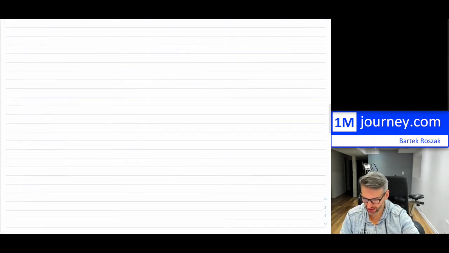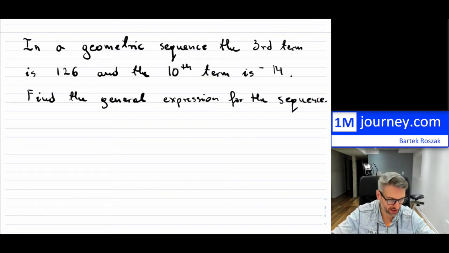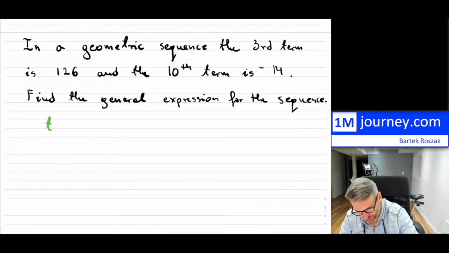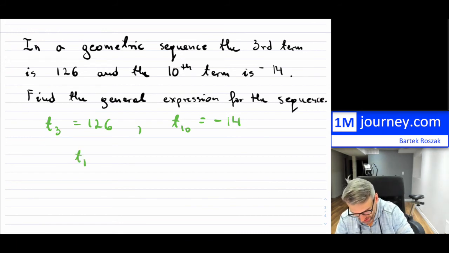Now, here's an interesting question. It's the last question that I have for you. In a geometric sequence, the third term is 126 and the 10th term is negative 14. Find the general expression for the sequence. So if you know that you're dealing with a geometric sequence and you're given two terms, so we know term number 3 is equal to 126, and we also know term number 10 is negative 14. So if you think about this case, we need term 1, right?